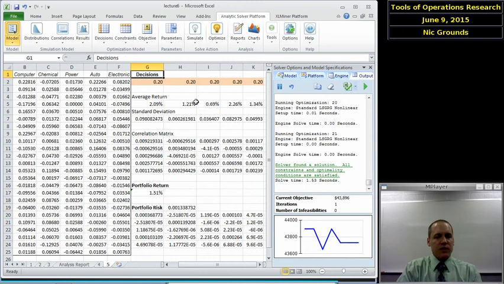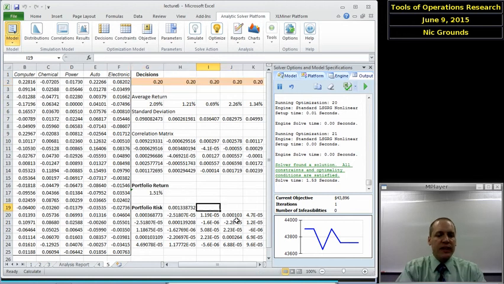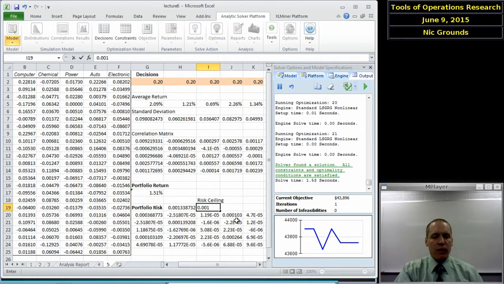These up here are decisions. So our model is going to be to decide these decisions, how much to invest proportionately in each portfolio. And what we want to do is find the highest return we can get for a given risk value. Let's call that our risk ceiling, meaning we don't want any more risk than, let's say, 0.1%.